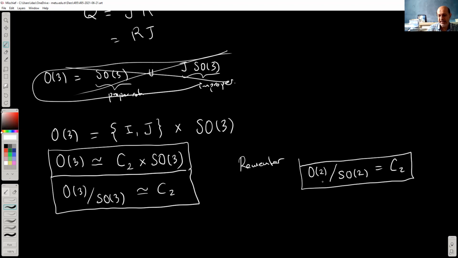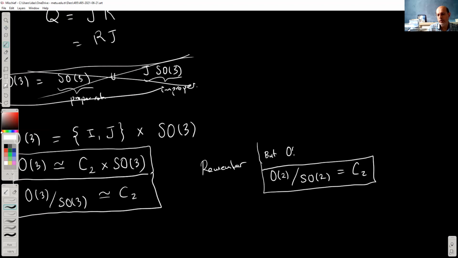Now, what's interesting in here is that this product relationship is not valid in 2 dimensions. And I have mentioned that before. So O2 is not isomorphic to the direct product of C2 with SO2. And I think I have explained the reason there. I have said that SO2 is abelian, this is abelian, their products are abelian, but O2 is not abelian. And so as a result, we don't have this kind of a relationship in there.